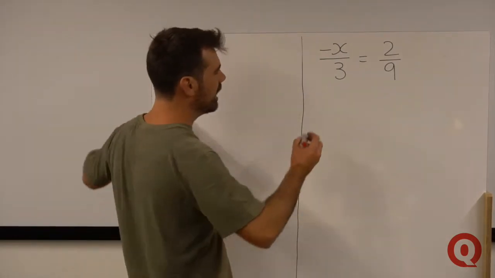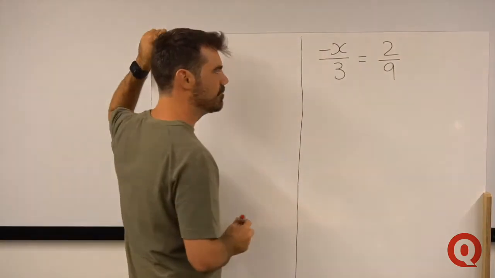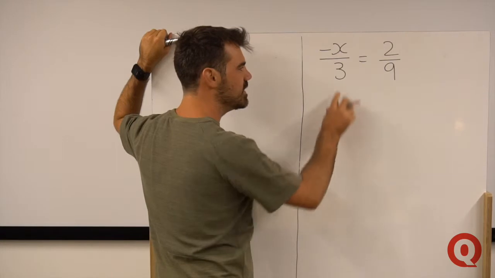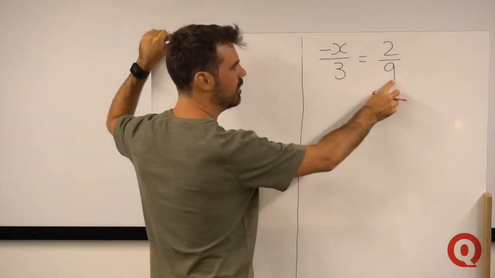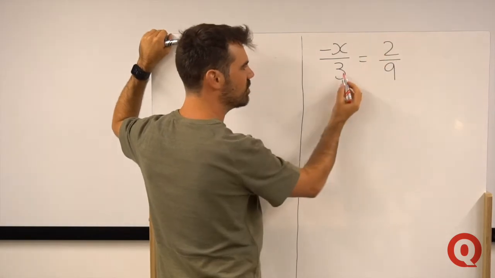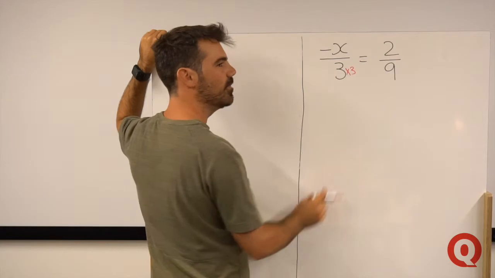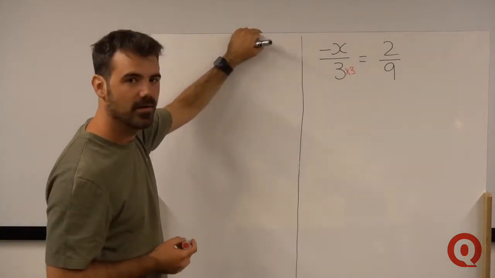So if I am to perform a task on this to make sure I can solve for x, let me first make sure that my denominators are the same. Is there a common denominator here? There is, it's 9. So this will stay the same. But what do I need to do over here? Well, I need to times this by 3. And what I do to the bottom, I must do to the top.